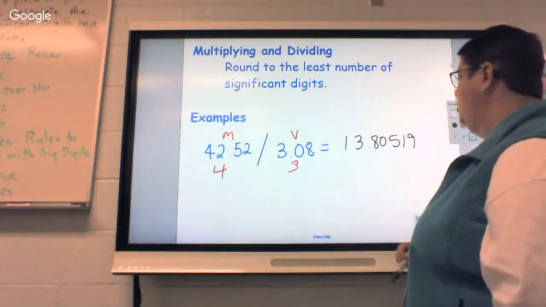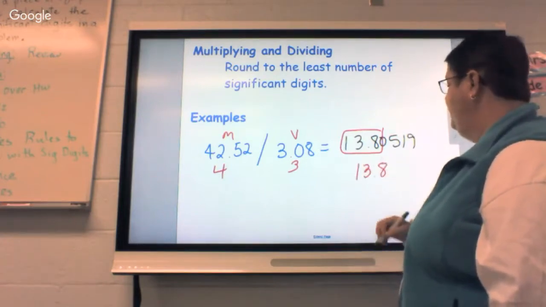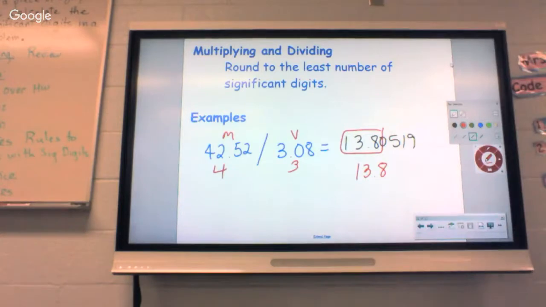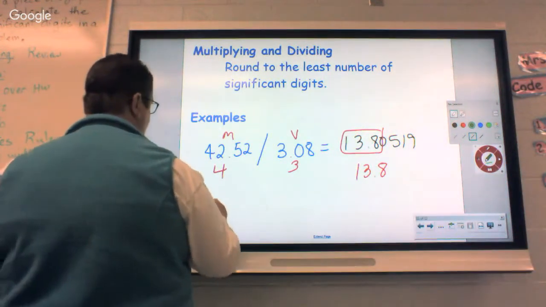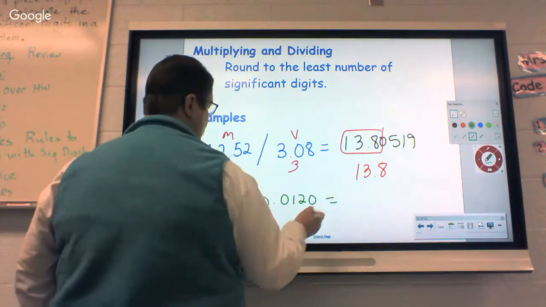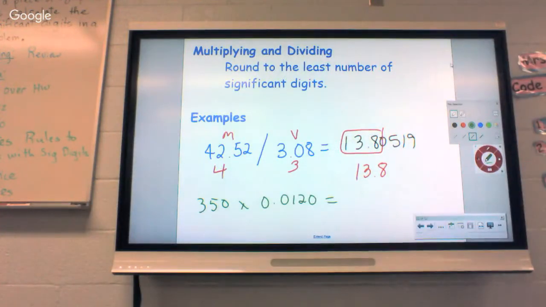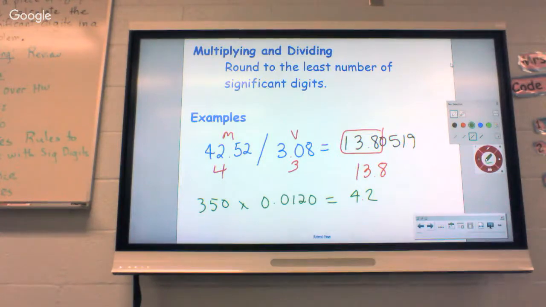So the first 3 significant digits are what? So we're keeping the 1, 3, and the 8. So we round off to 13.8, and then we put our density unit on it when we write our answer for the word problem. Okay? Does that make sense? That's how we do that. Okay? So let's say that we have something like, all right, what do you do there?